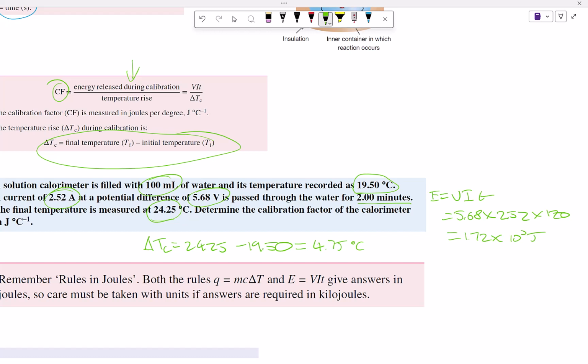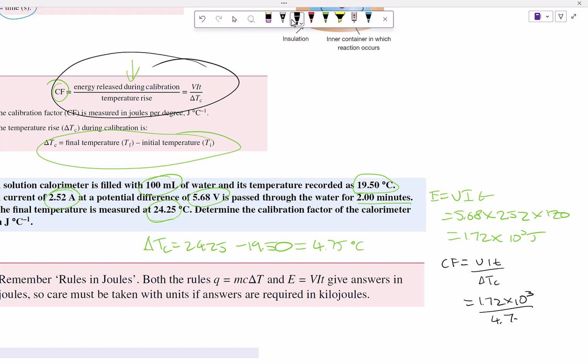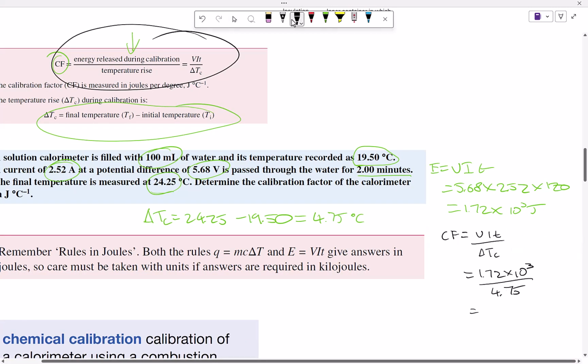And now we're going to use this formula up here. So CF equals, let's just write this out again just so it's very clear, the energy divided by delta T. So that's going to be 1.72 times 10 to the 3 divided by 4.75, and that will give you an answer of 362 joules per degree temperature increase. Okay.